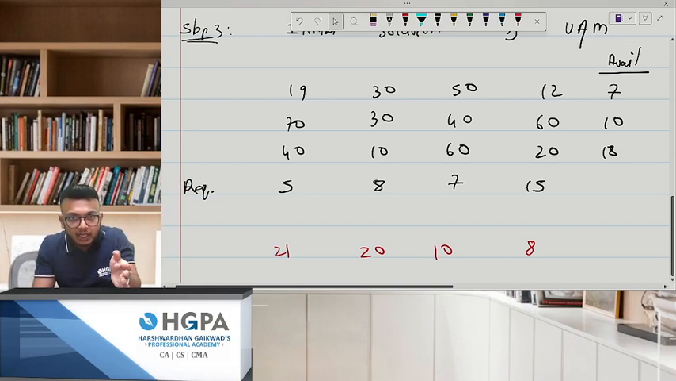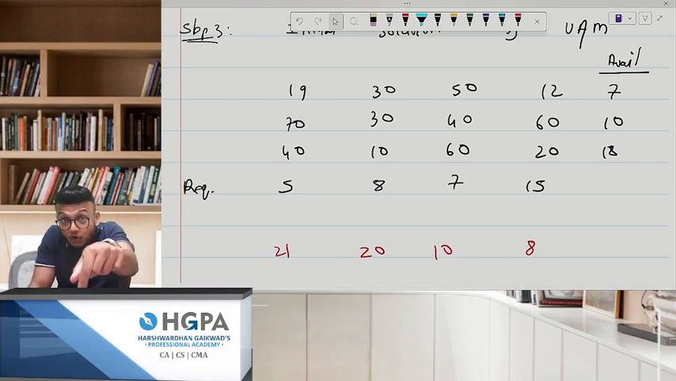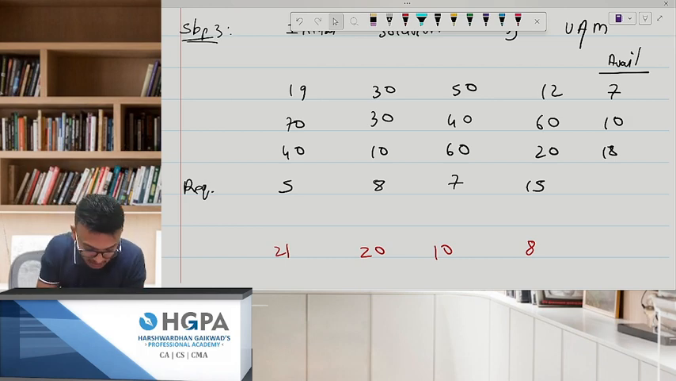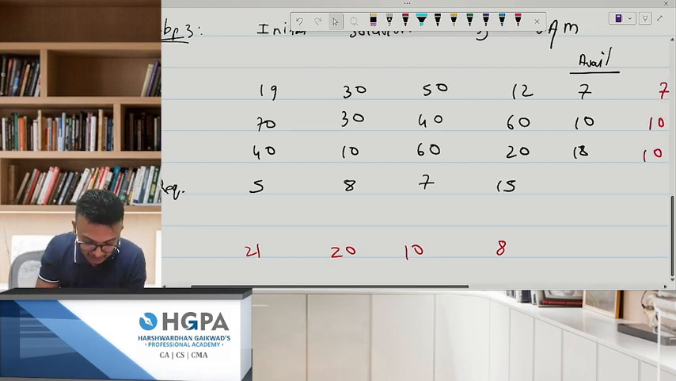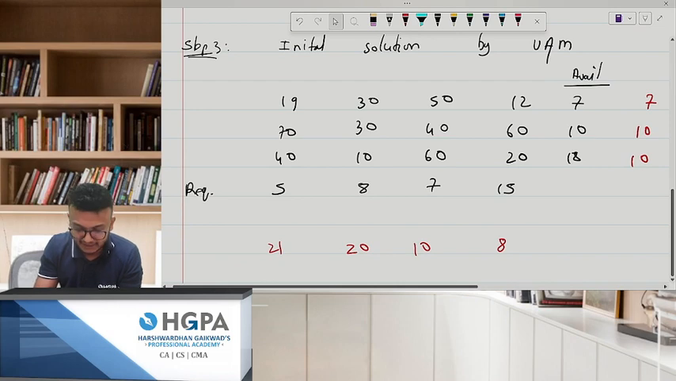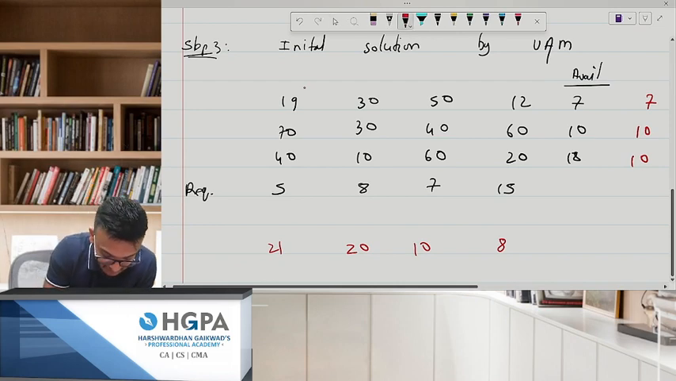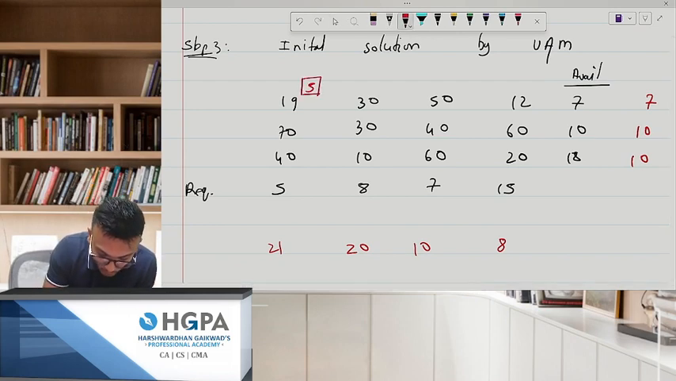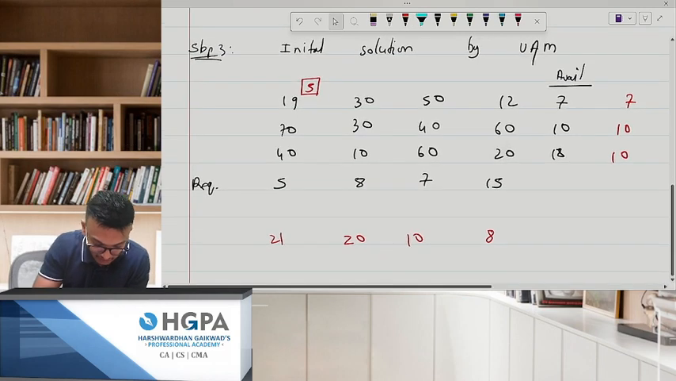Out of 21, which is the least number in cost? Sir, I think it is 19. Yes, 19. How much will you allocate? Units, 7 or 5? Sir, whichever is less. 5. The moment I write 5 over there, this requirement will be exhausted. It will be exhausted, gone.